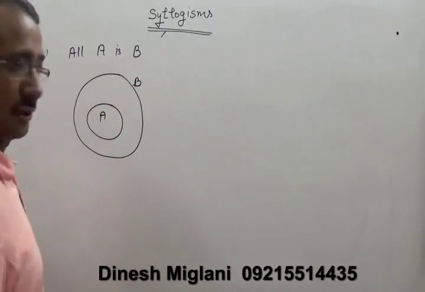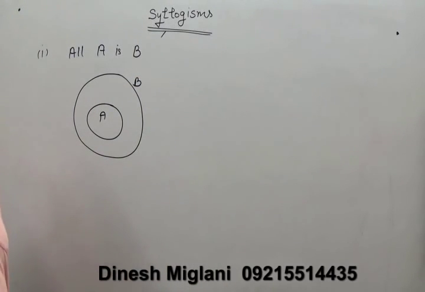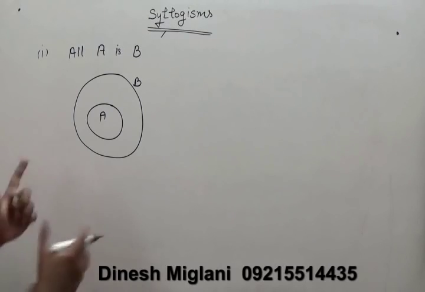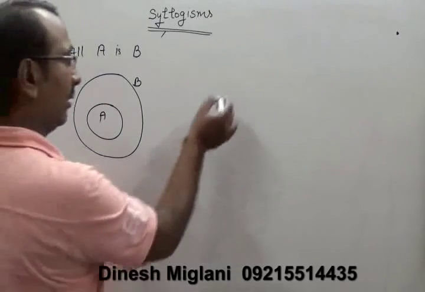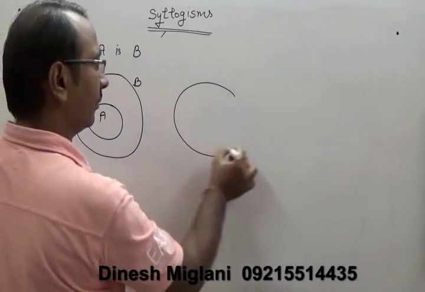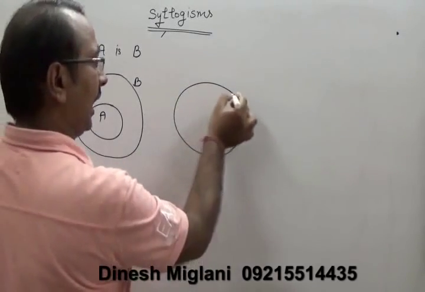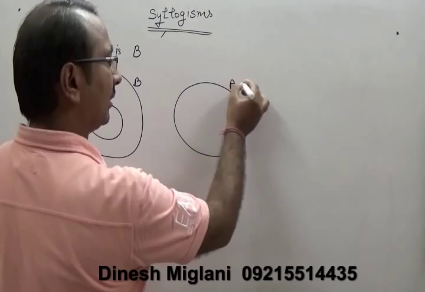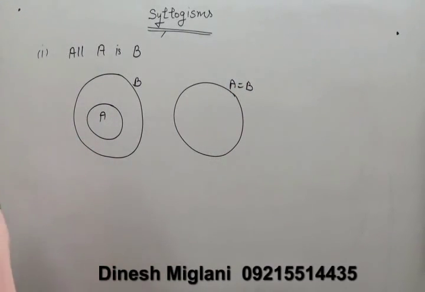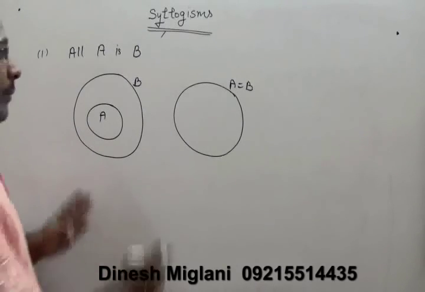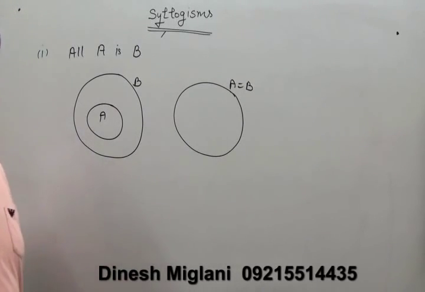The first representation that can be made is, suppose this is A and this is B. This simply states all A is B. It means whatever A is there must be in B. The second representation can be made like this: this is A as well as this is B, meaning A and B are both the same. In that case also I can say all A is B. So if you say all A is B, two types of representation can be made.